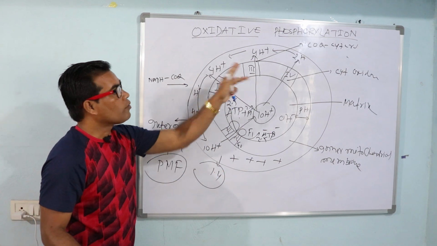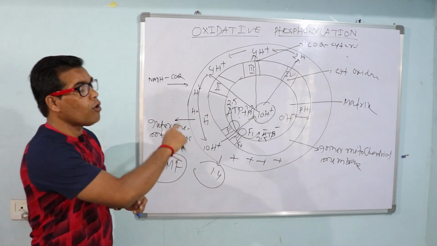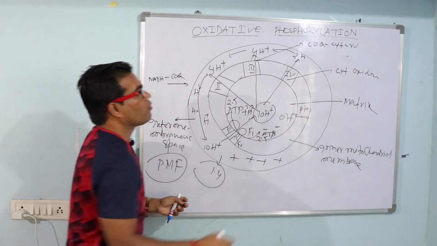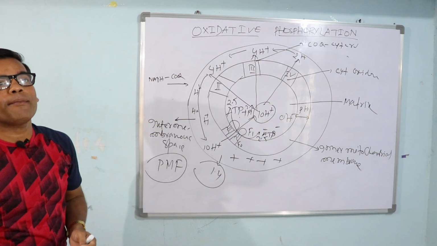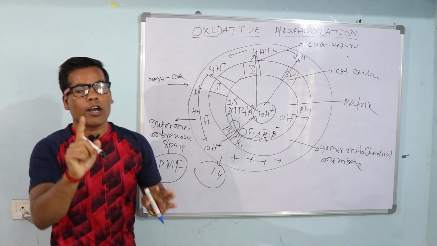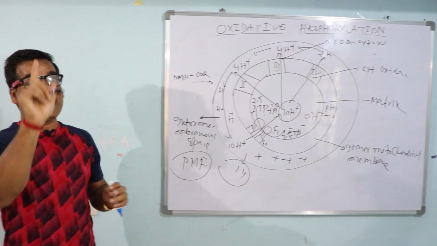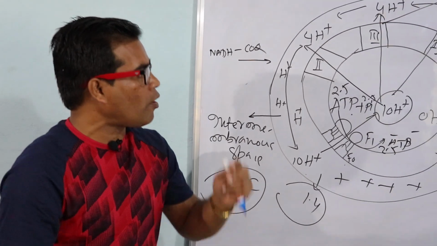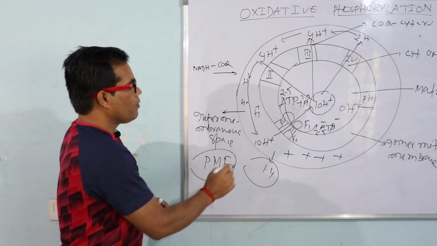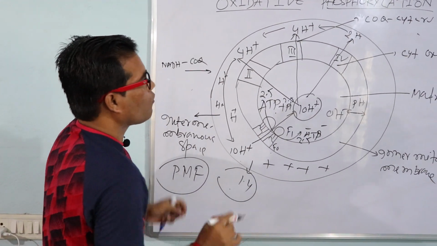through complex 3, it will also give 4 hydrogen ions, but through complex 4, it will only form 2 hydrogen ions. So in total, for the formation of the ATP molecules, 10 hydrogen ions must be pumped from the matrix to the intermembrane space. So this is the major mechanism for oxidative phosphorylation.